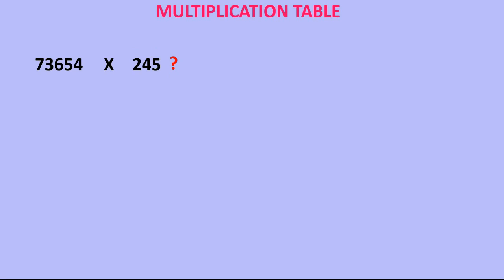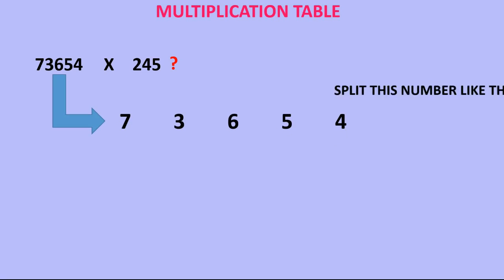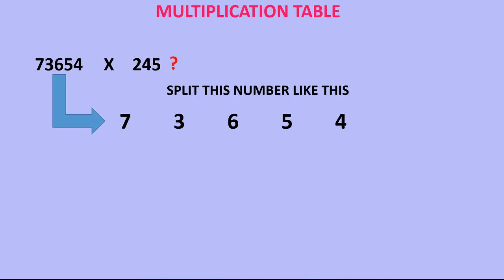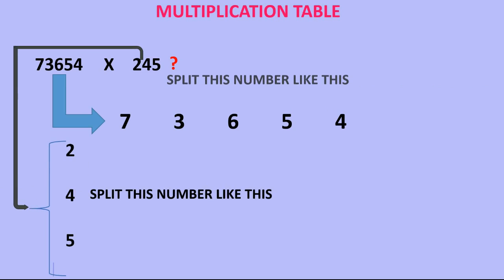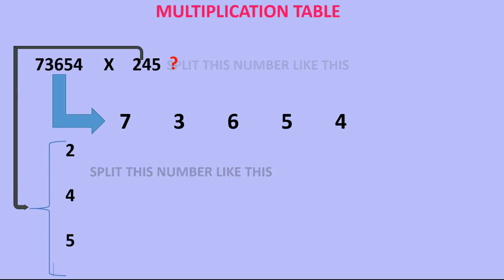One thing I want to tell you is that we can multiply any number with any number with this trick. The trick is the same only. Not that for 2 digits it is different and for 3 digits different, not like that. Okay, so what you have to do now is write this number like this, split it, and same trick, same thing. Split 2, 4, 5 vertically and 73654 horizontally.